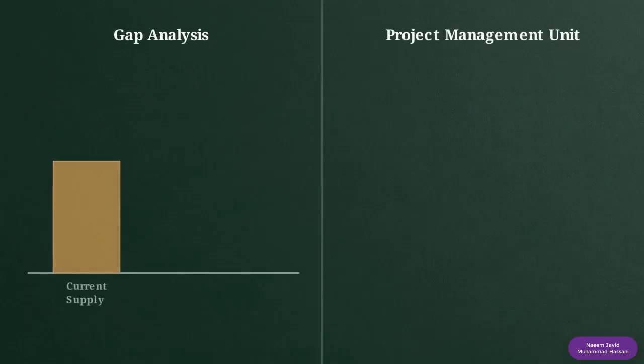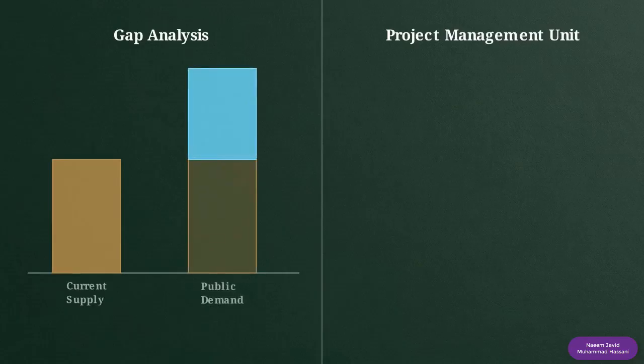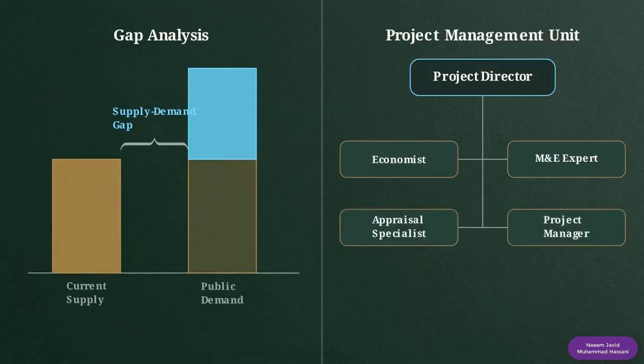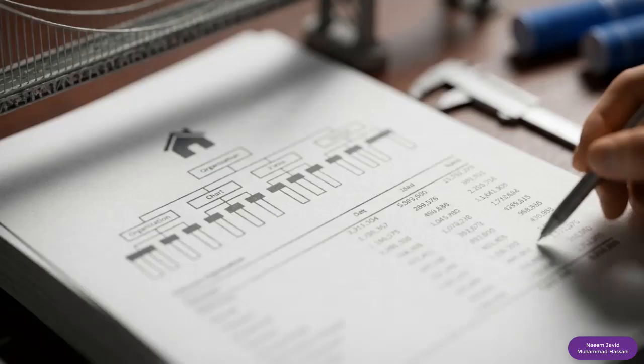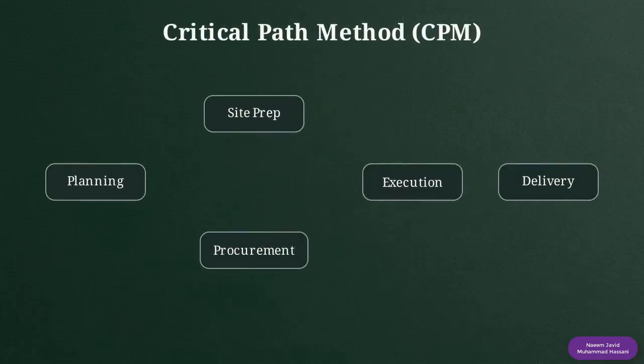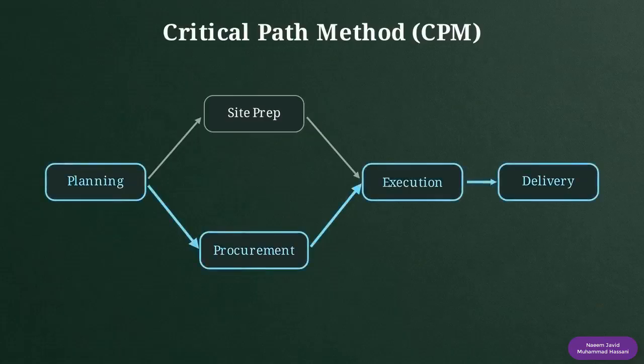Part B covers the project requirements section. Here, you must quantify the specific gap the project fills between current supply and public demand. You will also define the project management unit. This requires detailing terms of reference, salary packages, and accommodation requirements for the staff. To visualize the timeline, simple lists are not enough. You must use network techniques like the critical path method to map out task dependencies.